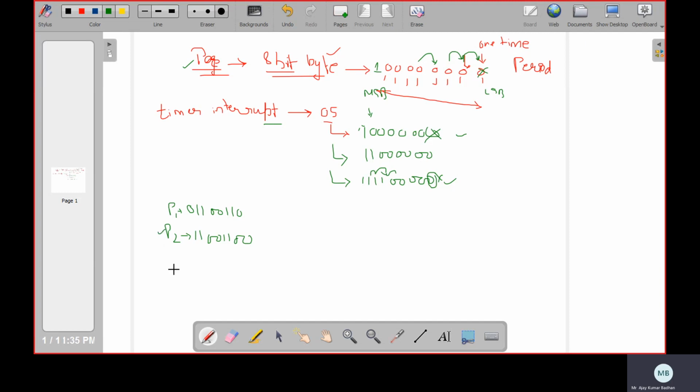Well, we can say P2 is the one referred recently. Why? You can see here the most significant bit is 1, whereas the other has 0. That indicates that P2 was accessed most recently, and before that P1 was accessed. This is the one accessed just now, and this is the one accessed before. This way we can identify them.